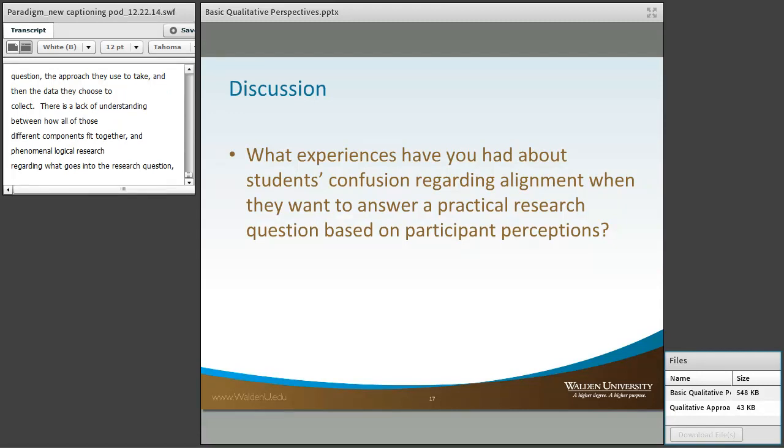And when you see a student fumbling around like that, I think the important thing is to go back to the question: what do you really want to study? How is this going to address a gap in the literature? Let the question emerge first and see if this kind of approach, a basic approach, or the others is more relevant, more consistent.